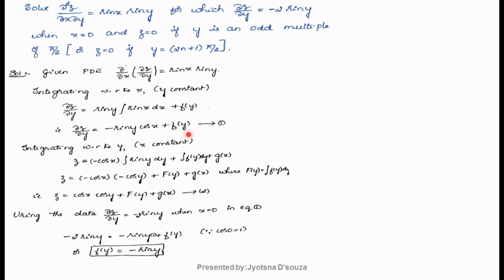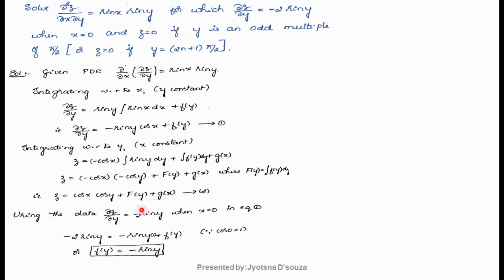So using the data in equation 1, wherever ∂z/∂y is there, replace it with -2 sin y, and wherever x is there, put x = 0. So I am getting -2 sin y = -sin y cos 0, where cos 0 is 1, plus f(y). On simplifying, I am getting f(y) = -sin y.